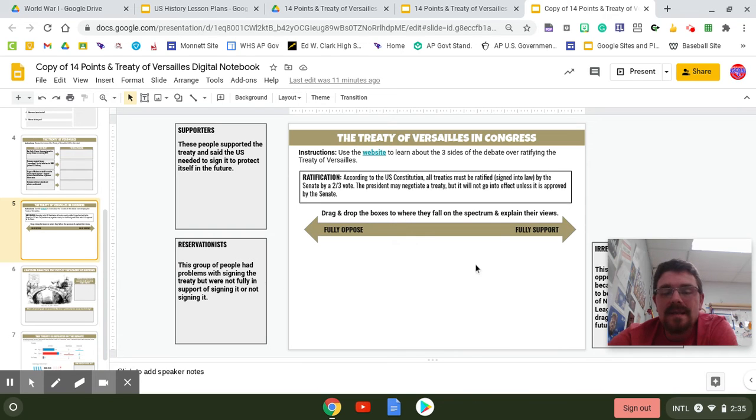Here, there are 3 boxes. There's a spectrum here. So people in the United States, specifically congressmen, were either part of the support group, the reservationist group, or, kind of behind the camera here, the irreconcilables. And we'll talk about what these descriptions mean, and then you will drag these to where they were on this spectrum, where it says drag and drop the boxes where they fall on the spectrum. You'll have 3 of them on here, so you'll drag all 3 and where they fit.